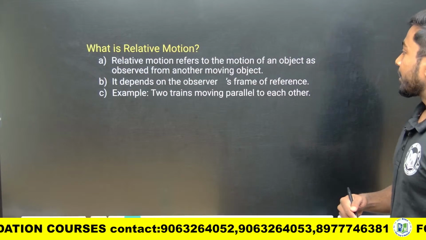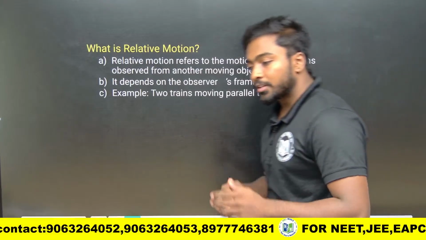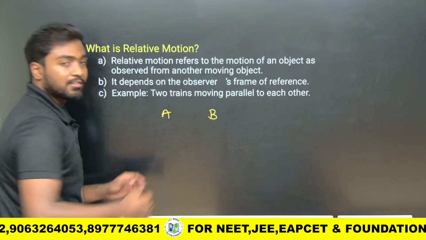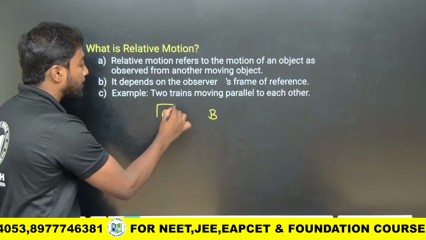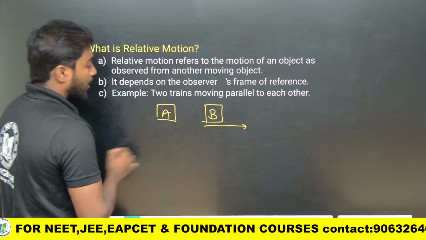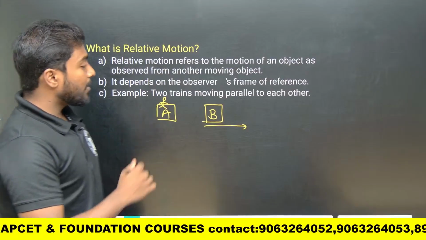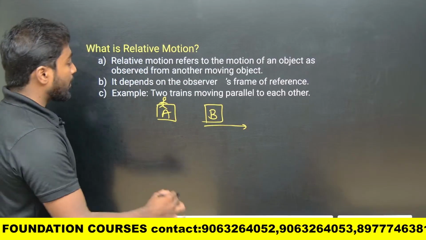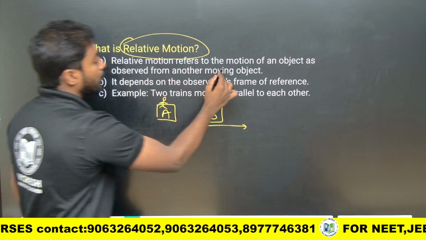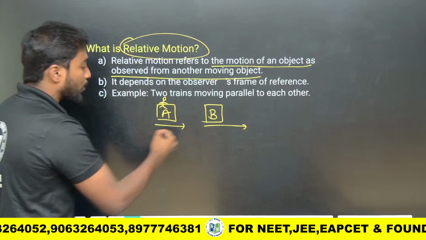So relative motion refers to the motion of an object as observed from another moving object. One object is moving, the other object is also moving. Two objects I will consider, object A and object B. Both are moving. If B is moving and I am sitting on A and watching B, I will see the velocity of B. I need to find the velocity of B. That is the main motive of relative motion. So both are moving objects only.